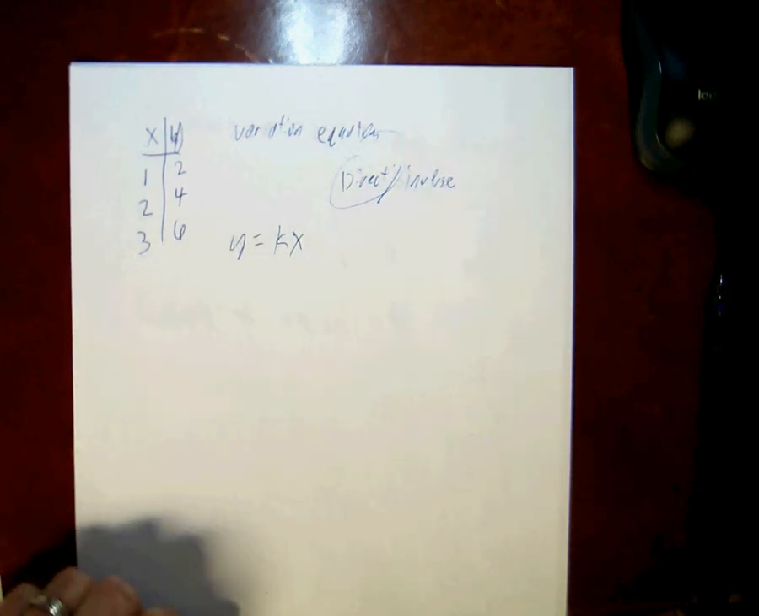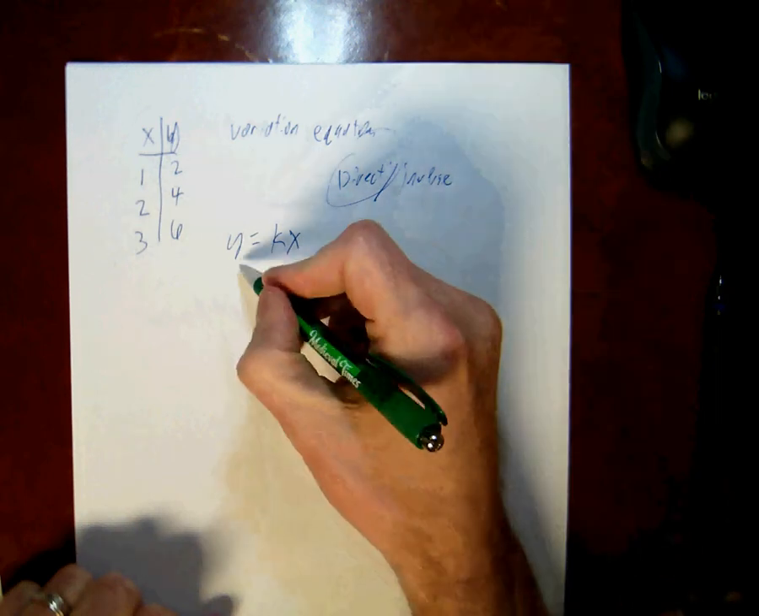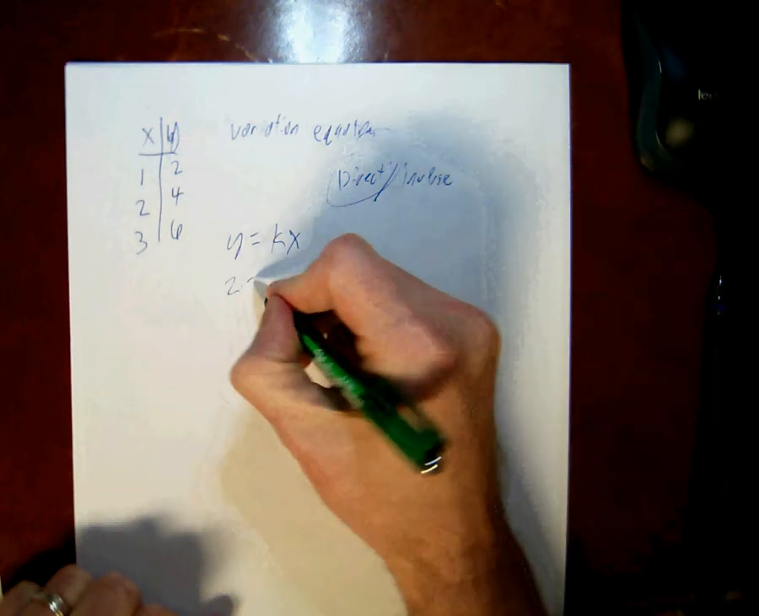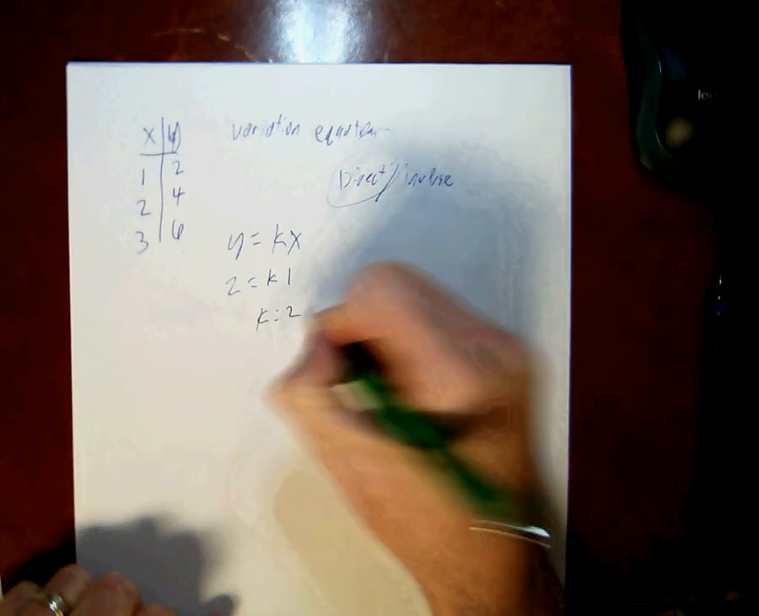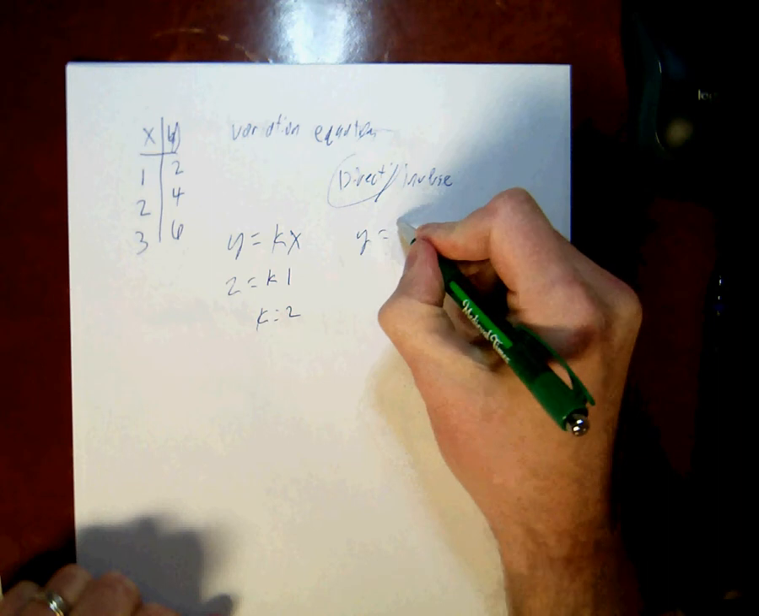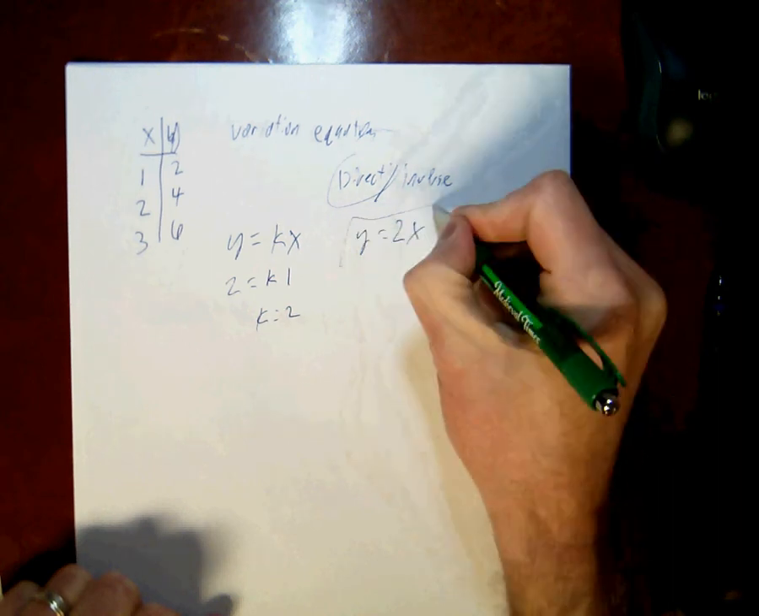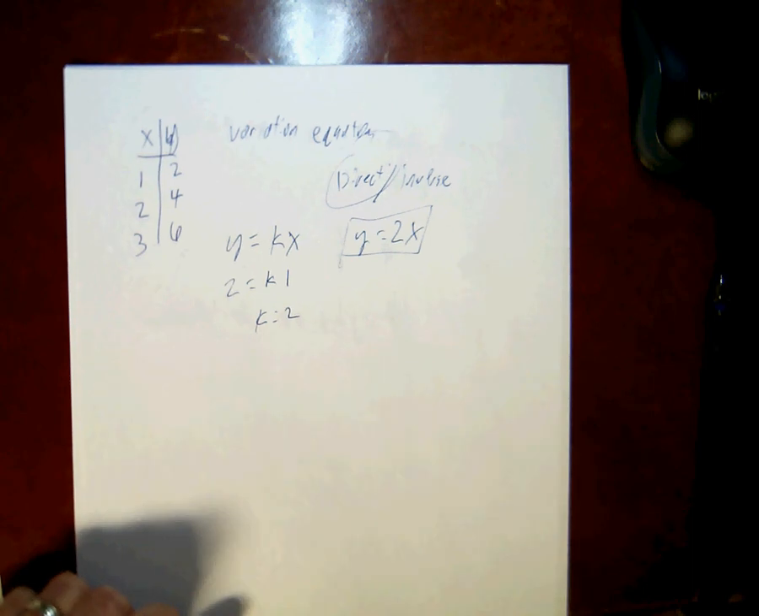If I pick a value, I'll pick this one. X is 1, y is 2. So if y is 2 when x is 1, I just figured out that k is equal to 2. If I know that k is equal to 2, then y is equal to 2 times x. And so I found my equation.